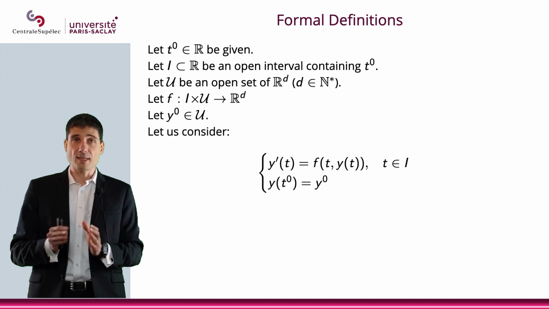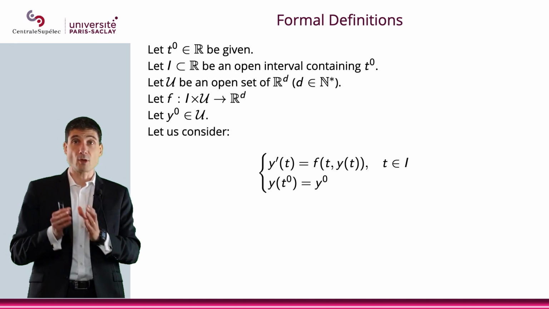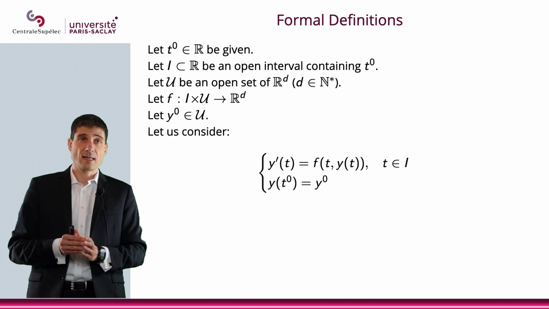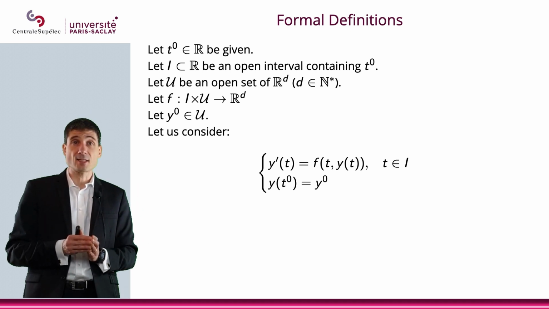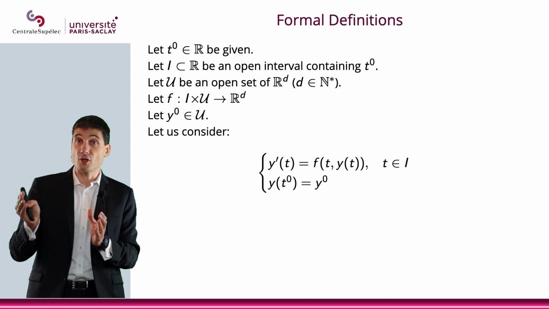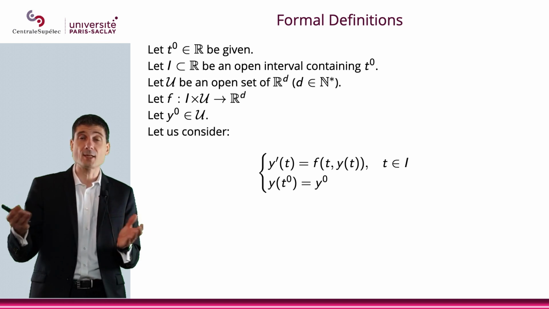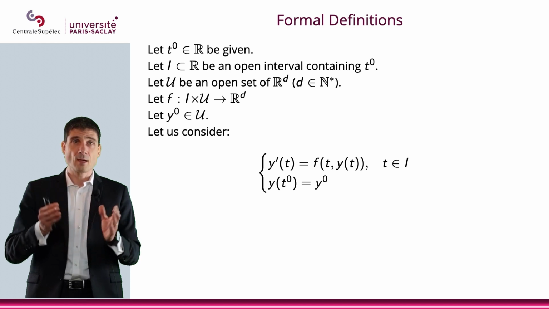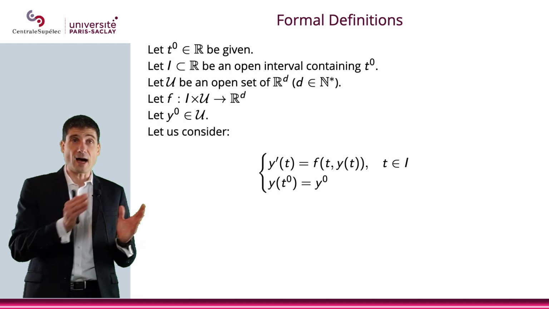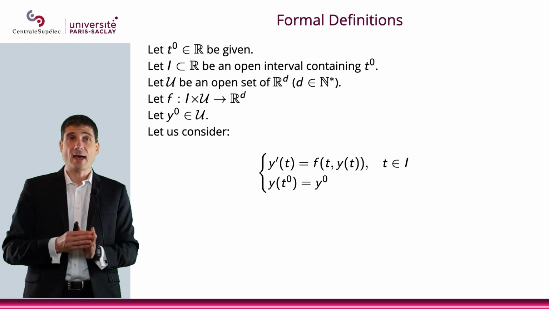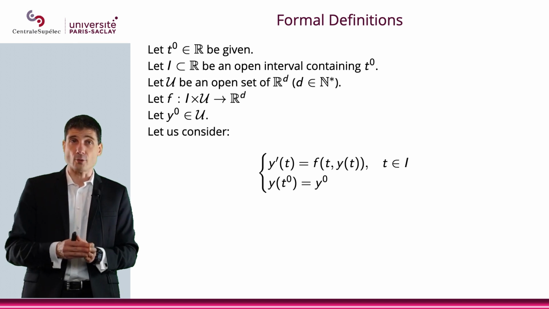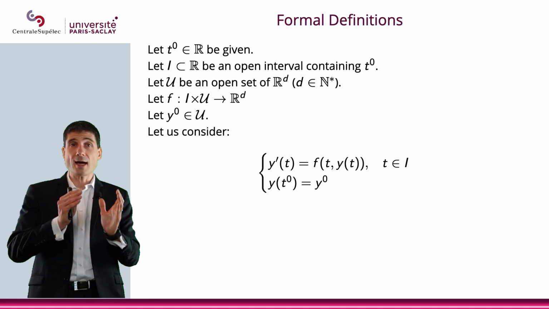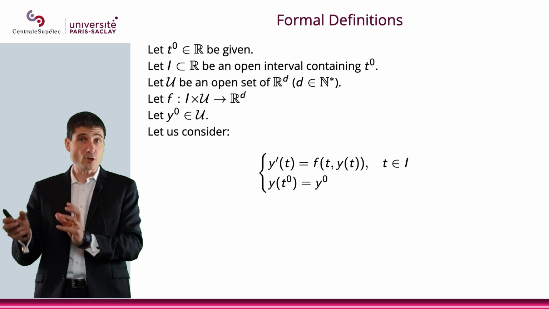Let us give a few formal definitions here. Let t naught, or t0 if you prefer, be in R, and it will be given. Let I be an open interval containing t naught. Let U be an open set of R^d. d is the dimension of the space. So if y takes its values in R, d is equal to 1. If y takes its values in R2, then d is equal to 2. f is a function that goes from I times U to R^d, and y naught is an element of U. And we will write our initial value problem as this. Basically, y of t naught equals y naught. That is the initial condition.